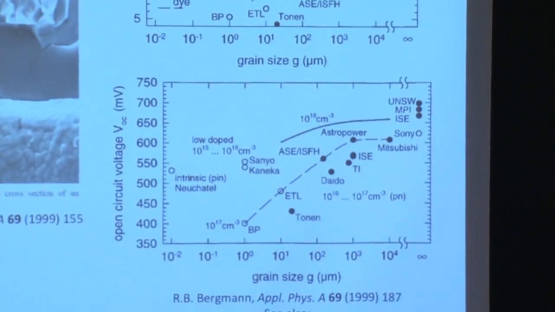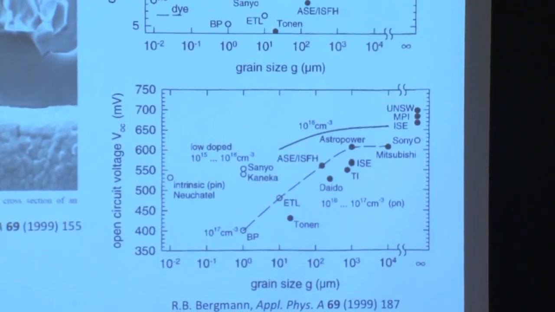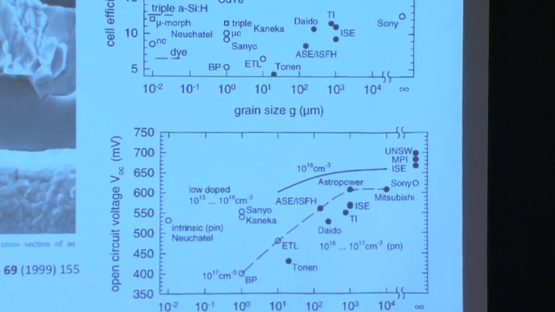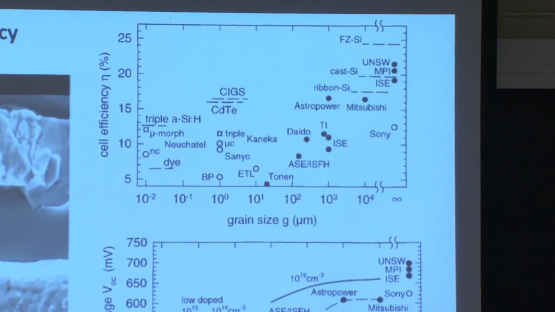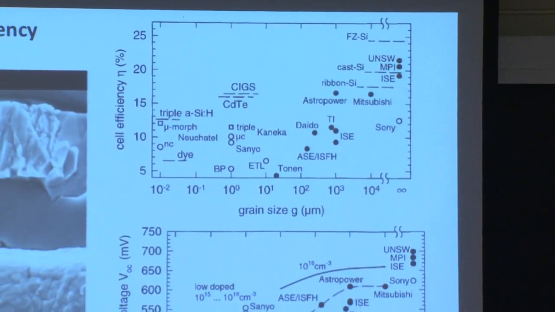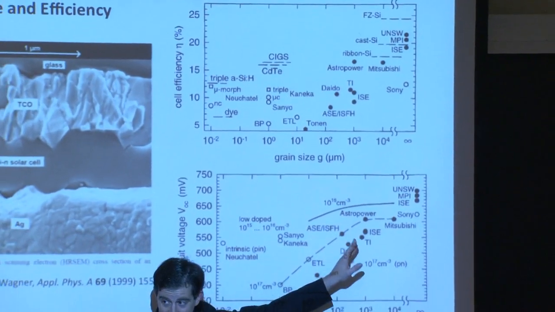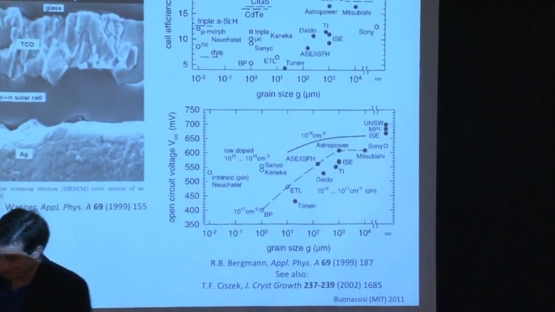But you see similar types of plots for organic materials, for some inorganic thin film materials like CIGS and so forth. And this convolutes a few different parameters. You have to take into account that the recombination activity of the grain boundary is also a factor.